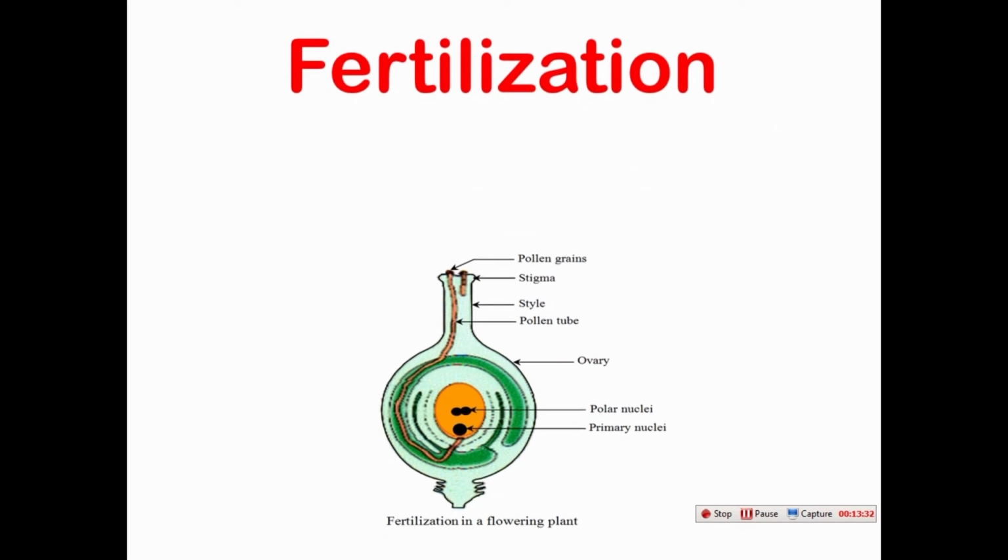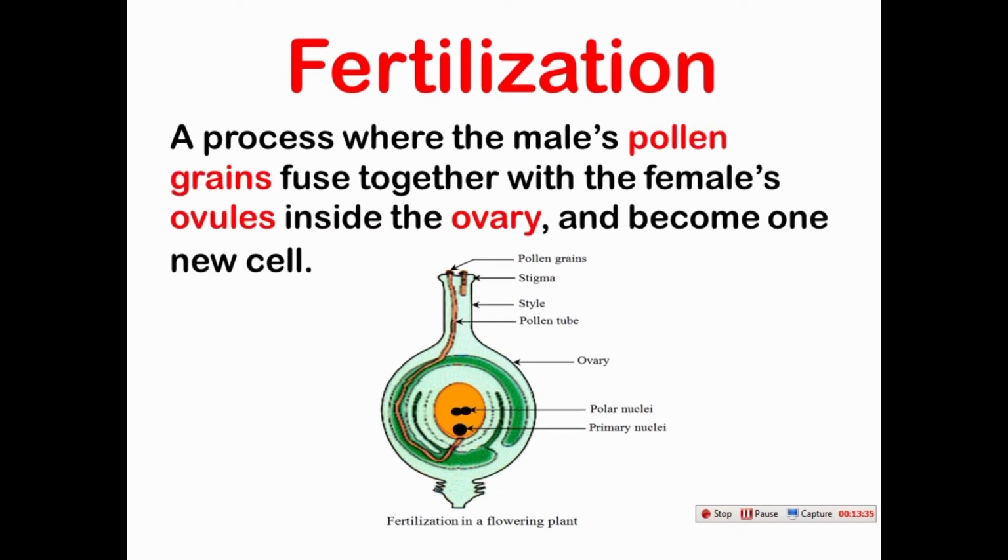So fertilization is a process where the male's pollen grains fuse together with the female's ovules inside the ovary and become one new cell. So look at the picture, how it happens. The pollen grain lands on the stigma, and then it goes down the style through the pollen tube, and goes straight inside the ovary where it will meet with the ovules.